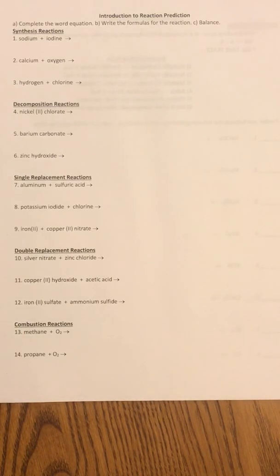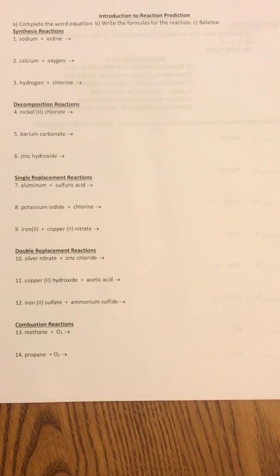This week we are looking at the 5 different types of reactions that we learned last week. This worksheet lays out all the 5: synthesis, which has 3 types of synthesis reactions, 3 decomposition, 3 single replacements, 3 double, and then 2 combustion reactions down at the bottom. I'm going to do one example from each of the 5 different types of reactions, and then you are going to be responsible for finishing the worksheet and turning it in this week.